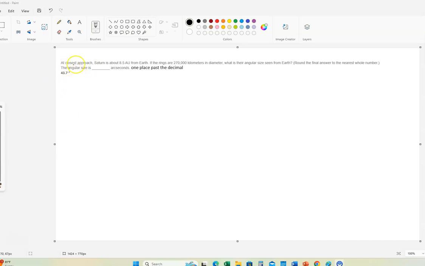All right. This is, I forgot to put the number. This is number 6. All right. So it says at closest approach, Saturn is about 8.5 astronomical units from Earth.